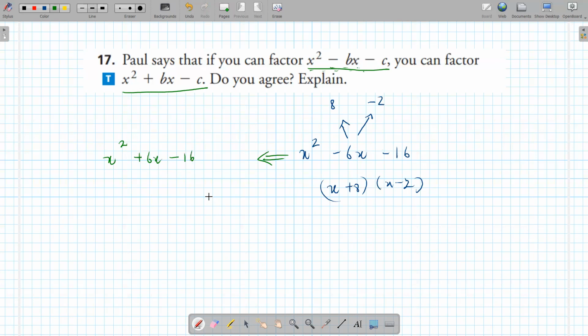So now let's see if this is factorable. Factoring, what does it multiply to? Negative 16. It adds up to negative 6, oh sorry, positive 6. What are the numbers?